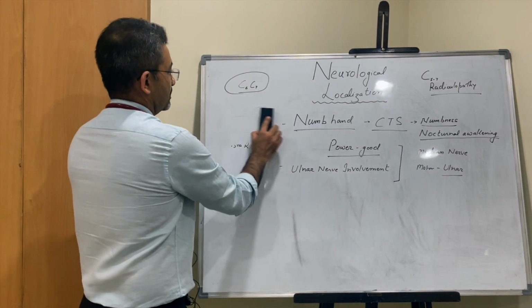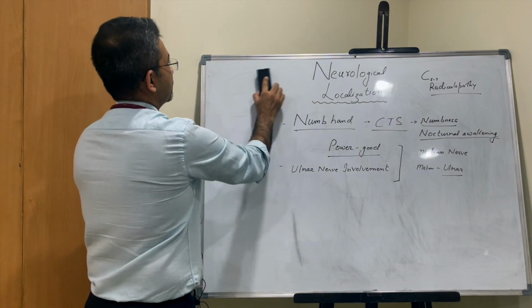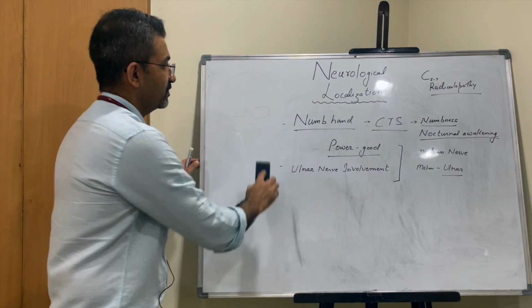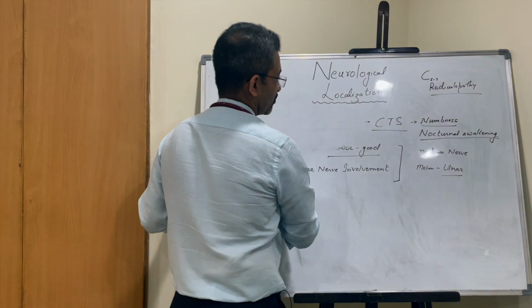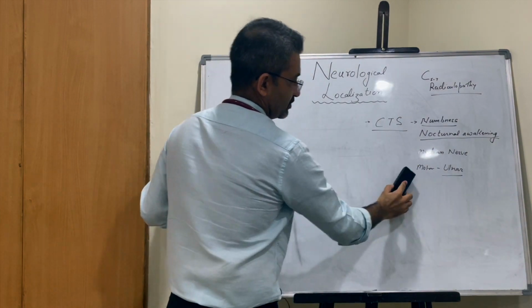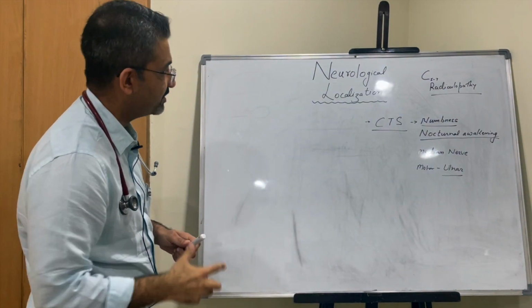The other important differential diagnosis of a numb hand would be syringomyelia. What happens in syringomyelia?